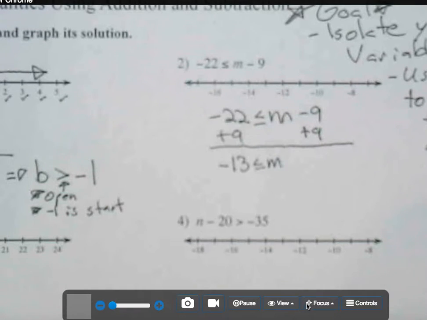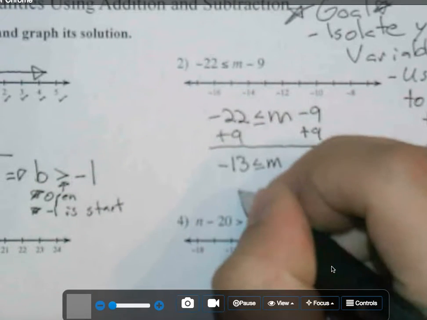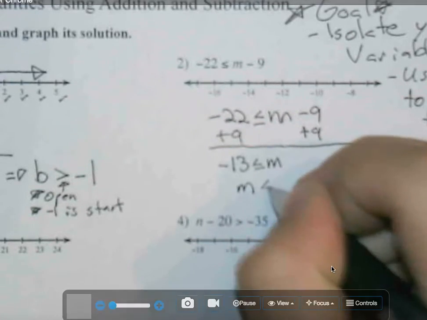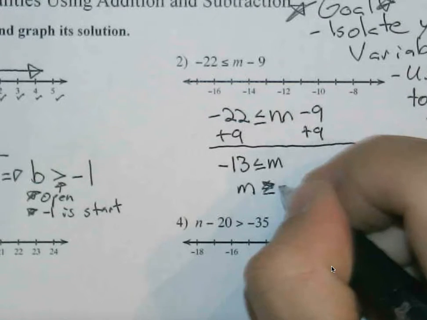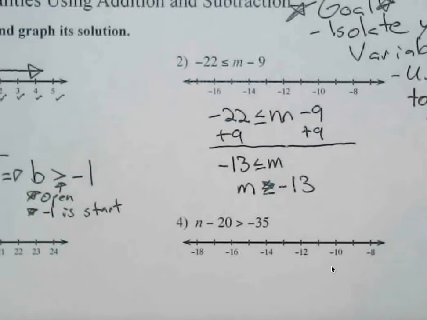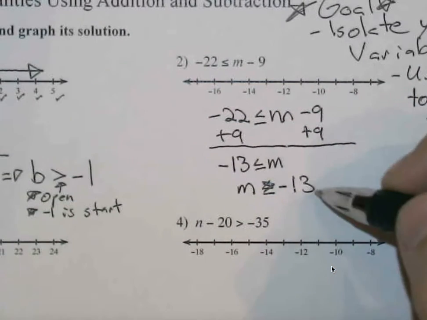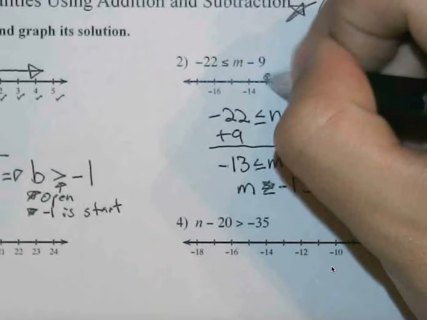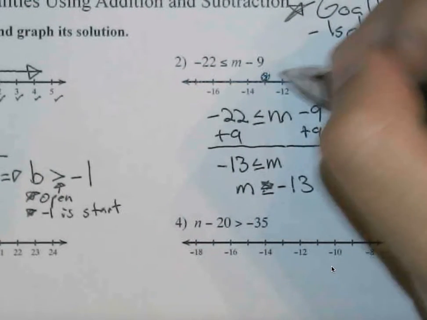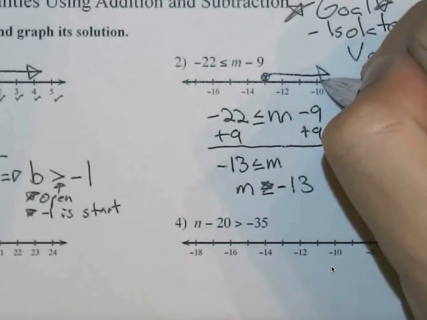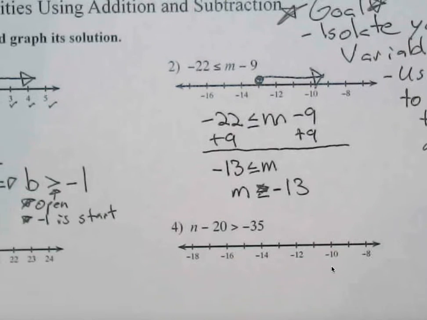If you want to rewrite this, go for it. Moving our variable to the left-hand side, we could say m is greater than or equal to -13. So we're going to have a closed circle on -13 and m values where it's greater than that. So this should be going to the right. And we're done.